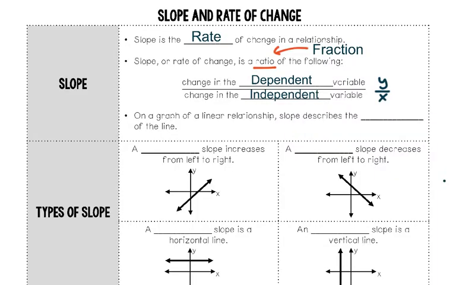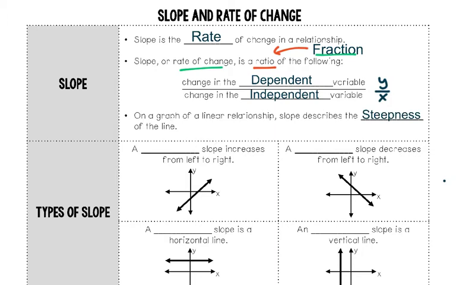So that is what slope means. It means the rate of change or the change in y over the change in x. It's always going to be written as a fraction, and it's the exact same thing as we've been talking about with rate, unit rate, or the constant of proportionality.